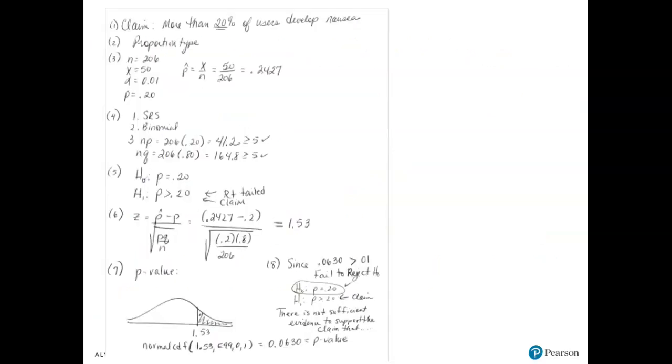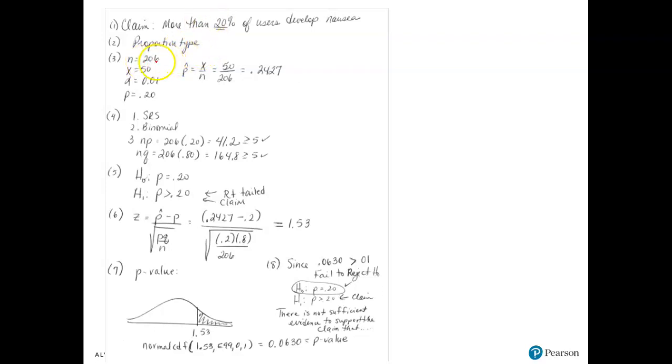Okay, so what you should have done is to identify your claim. So the claim on this one is that more than 20% of users develop nausea. And because our claim statement has a percentage in it, it's going to be a proportion type hypothesis test, which at this point is the only type we know how to do. But after today's lecture, you will know other types as well.